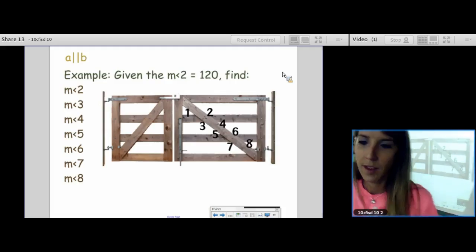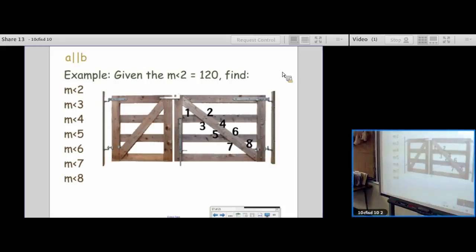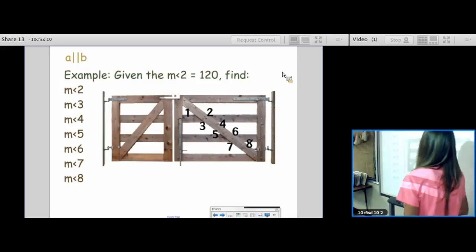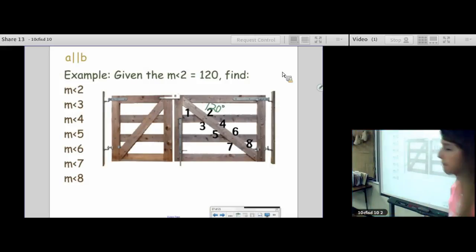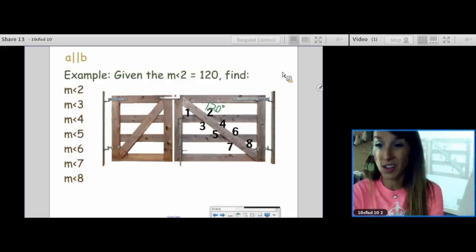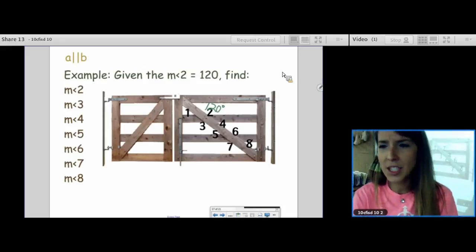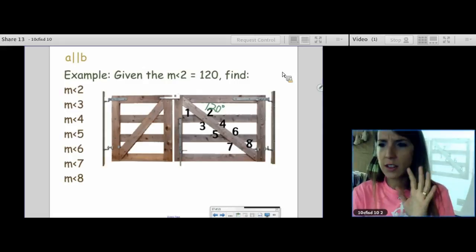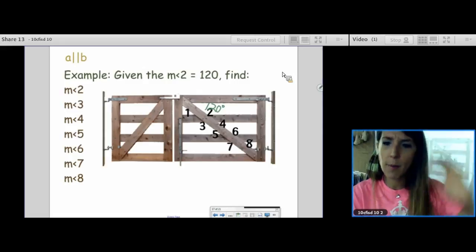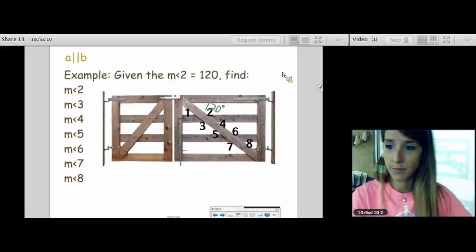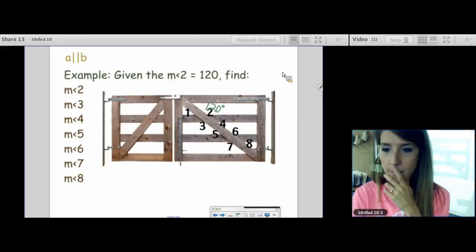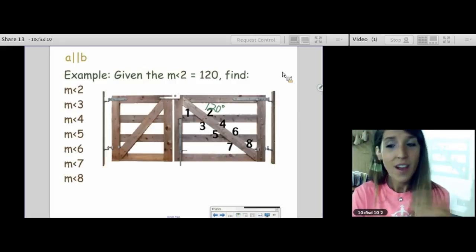Okay, so let's see if we can try these in an example. Let's start with the fact that the measure of angle 2 is 120. And let's use what we just learned, okay? Let's do one vocab word at a time. Find an angle that's corresponding to 120. What angle is corresponding? Angle 6, right? Not angle 4.